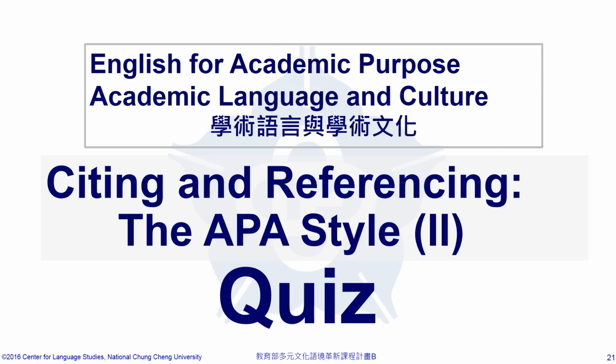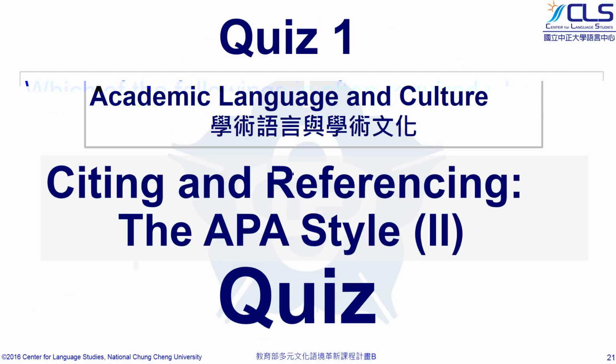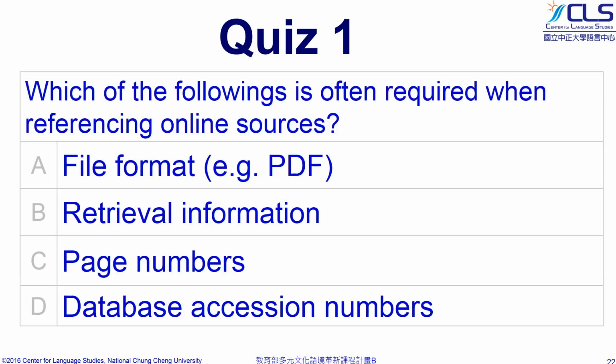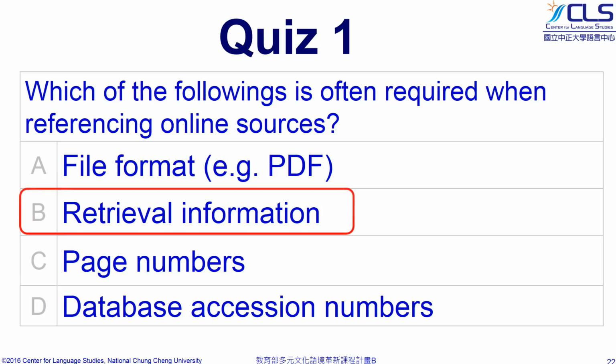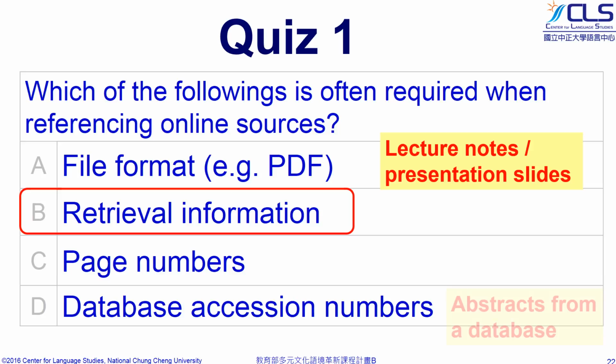Now let's check how much we've learned. Quiz 1. Which of the following is often required when referencing online sources? The answer is the retrieval information. File format is for lecture notes or presentation slides. Database accession numbers are for abstracts from a database, and page numbers are optional.